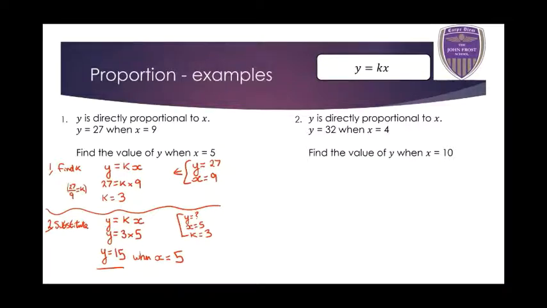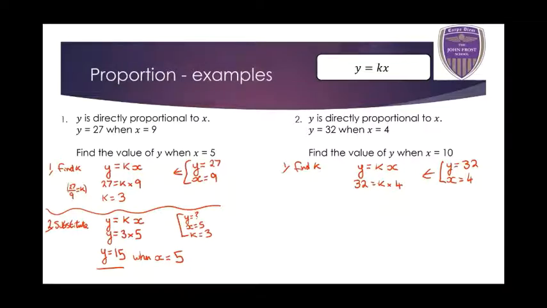Let's have a look at a second one now. So y is directly proportional to x. When y is 32, x is equal to 4. Find the value of y when x is equal to 10. So first step, we need to find the constant k. y equals kx. And what do we know first of all? Well, we're told when y is 32, x is equal to 4. So let's substitute these values in. So y is 32. 32 is equal to k times 4.